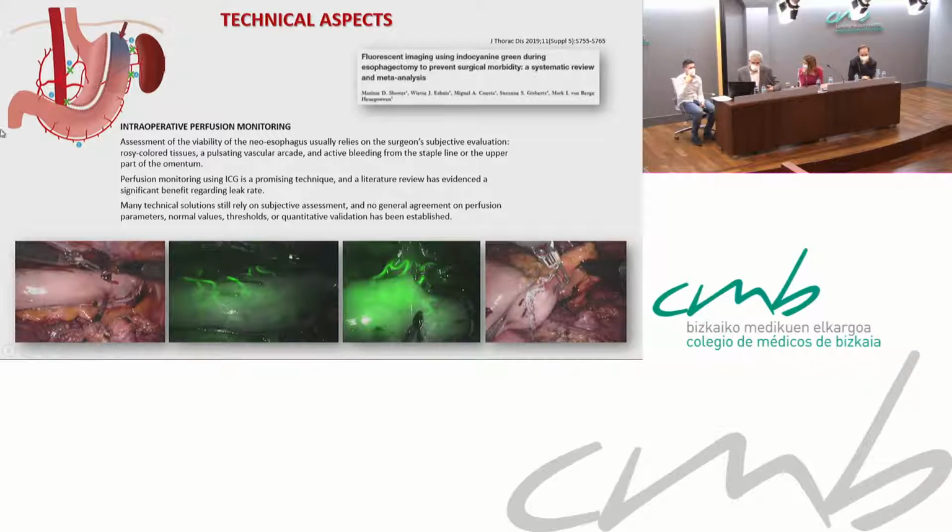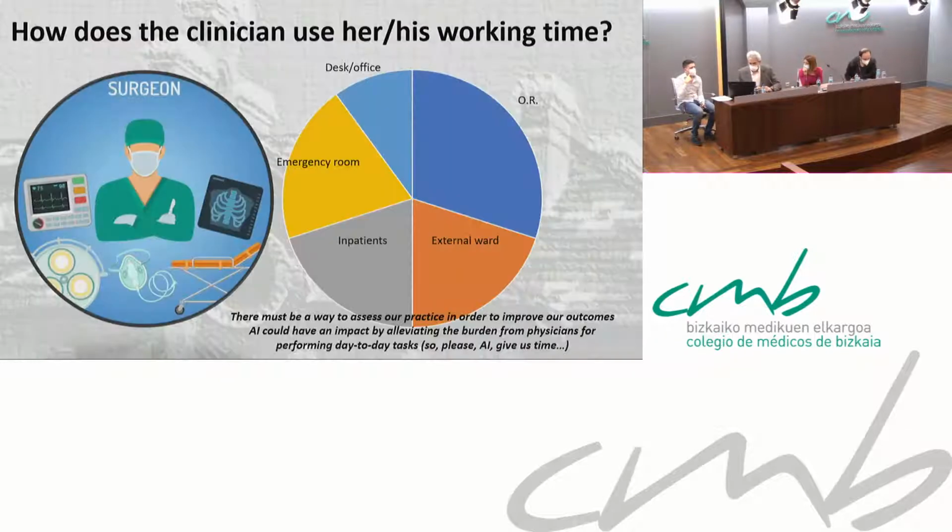We use this tubularized stomach to go up to the neck or up to the thorax, and we try to evaluate the blood supply before performing an anastomosis, but this is done in a very subjective way. So we need more tools to clearly know if these tissues are ready to be put together. So what is the problem of that?